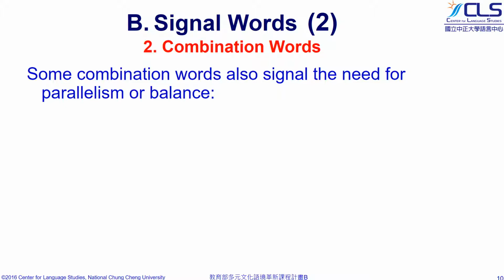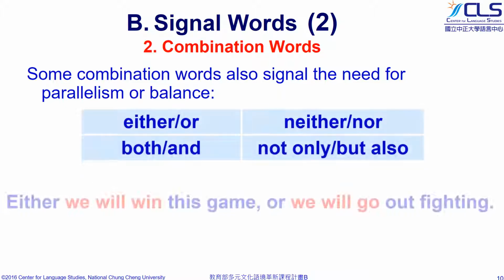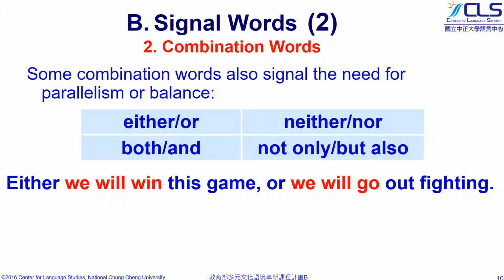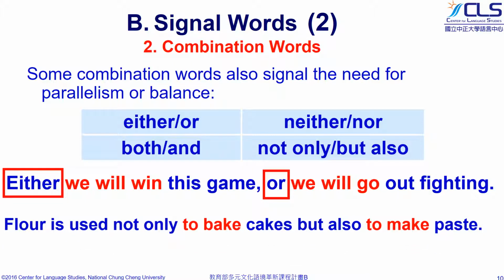Some combination words also signal the need for parallelism or balance. Here is the list of combination words. Since the sentence uses either or to combine the two sentences, we should change the sentence after or into a complete sentence to achieve parallelism. The same as not only but also in the second example.